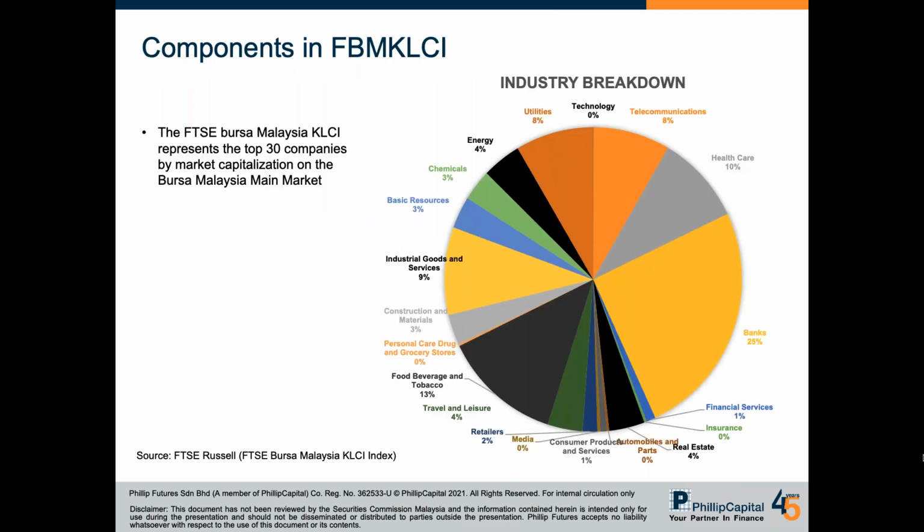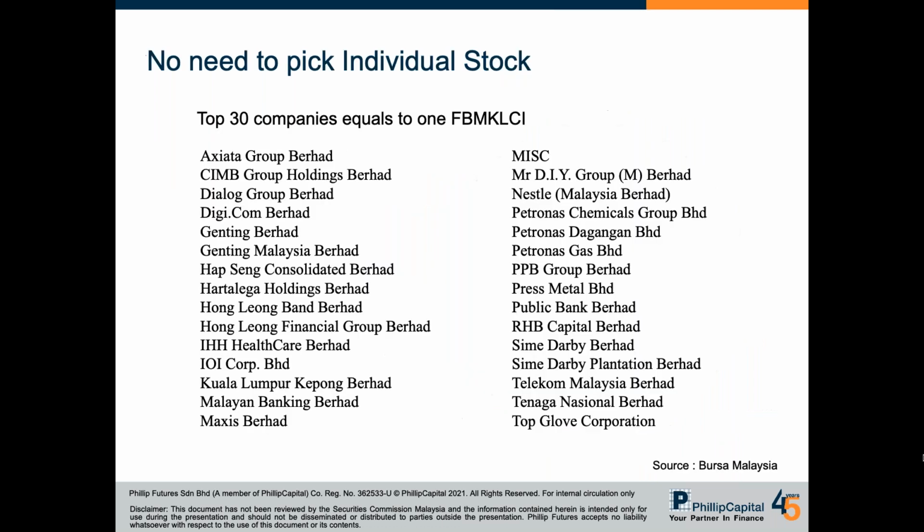So what are the components in FBM KLCI? One lot of FBM KLCI actually represents the top 30 companies by market cap on the Bursa Malaysia main market. From the pie chart here on the industry breakdown, you can see that the bank sector, with companies like Public Bank and Maybank, takes up the highest weightage. The second one is healthcare and so on. This will be the current top 30 companies, and all these 30 companies equal one lot of FBM KLCI.